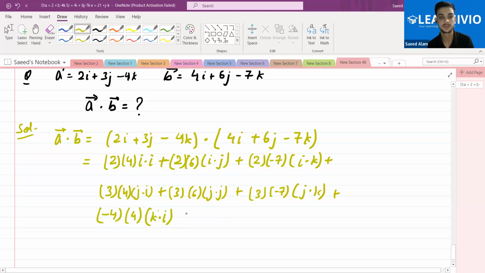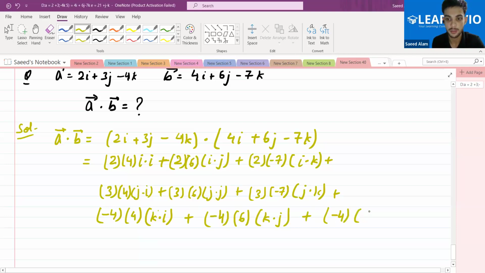Now is it correct? The first term that I had written? Yes. Okay. What will the second be here? Minus 4 into 6, k dot j. And the third one will be minus 4 into minus 7, k dot k. Now is it correct? Yes, sir. Okay. Now tell me, can you see that i dot j is 0? We already know about it. So this term will be 0.